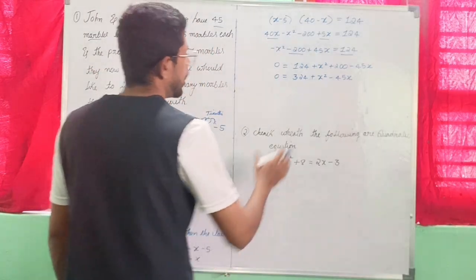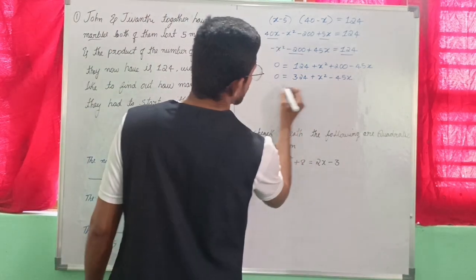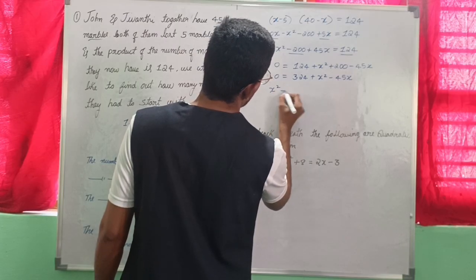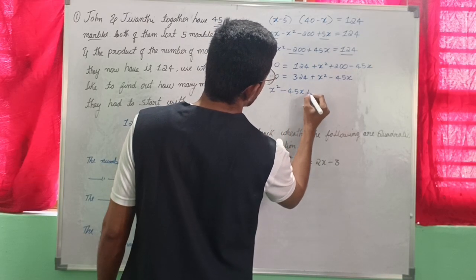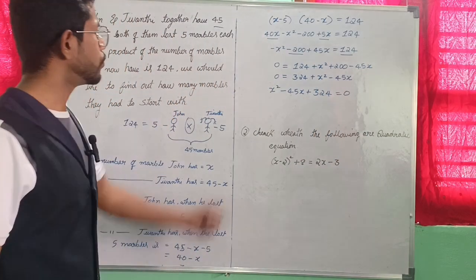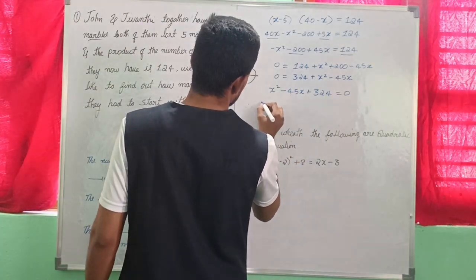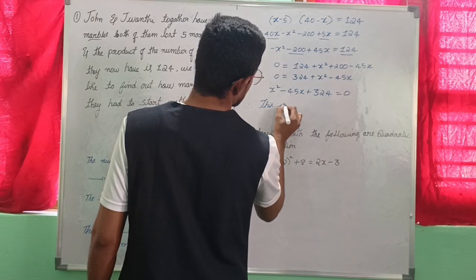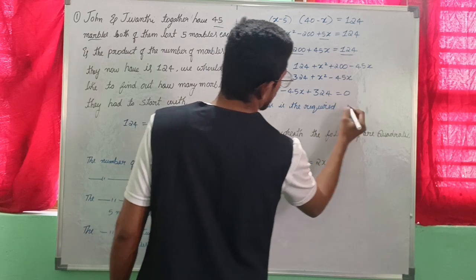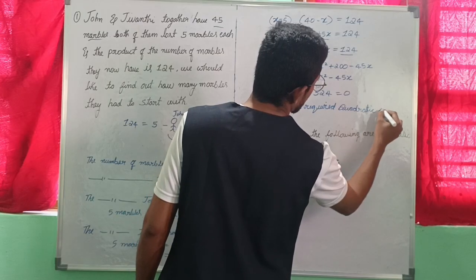Now I will arrange it in quadratic equation form. We can write x squared minus 45x plus 324 equals 0. So finally we get the quadratic equation. Therefore, this is the required quadratic equation.